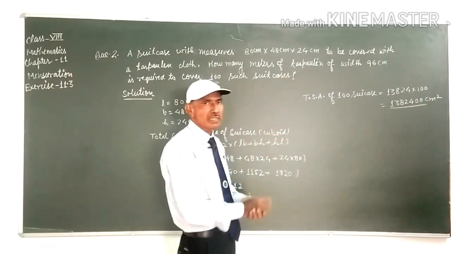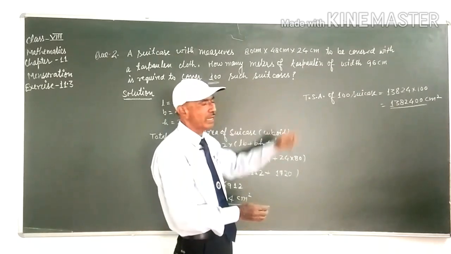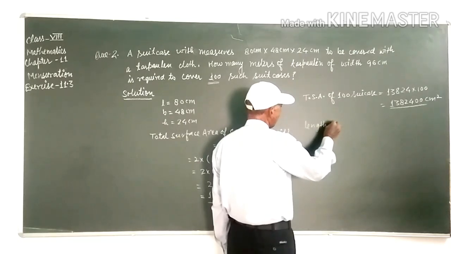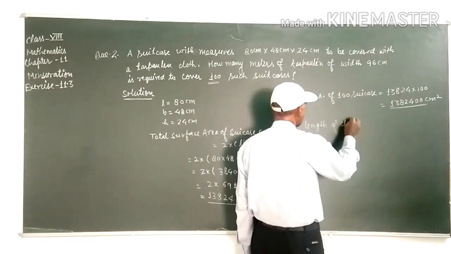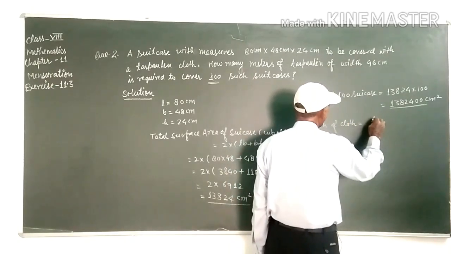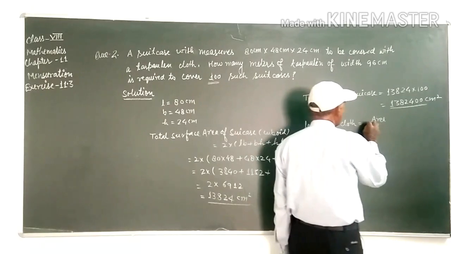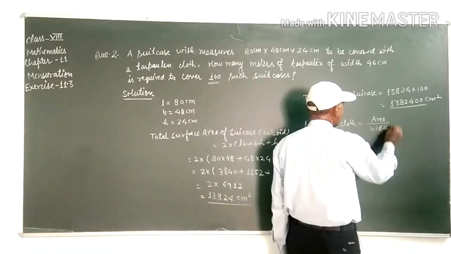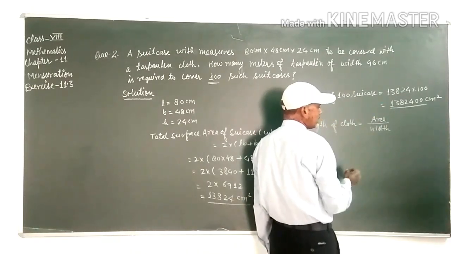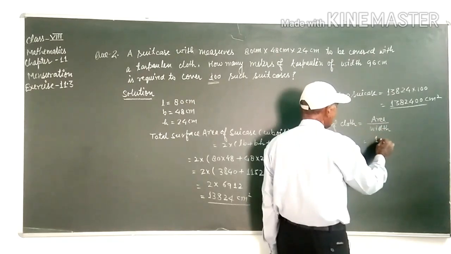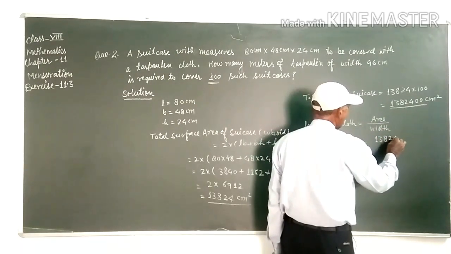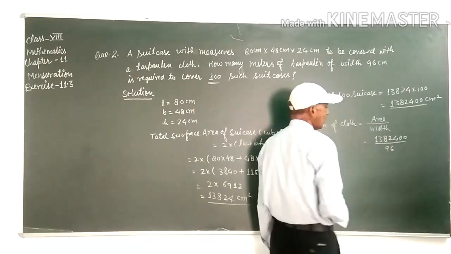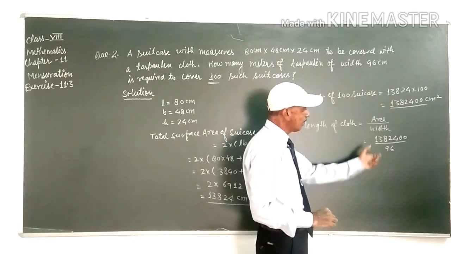Now the width of the tarpaulin cloth is given, students. So we have to find out the length of the cloth. So length of cloth is equal to area upon width. Area means total area, students. So it will be 1382400 divided by 96. So students, we have to divide this by 96.